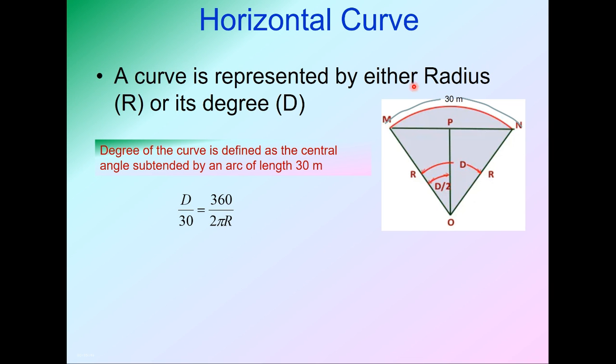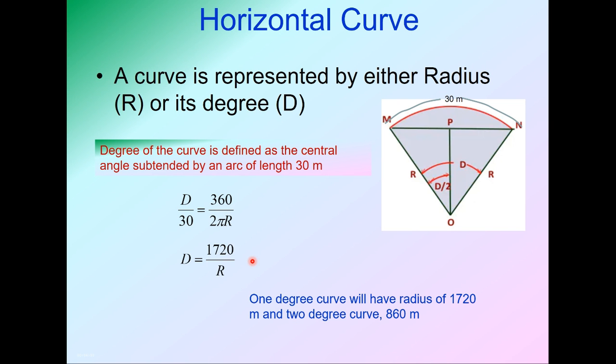That means for a complete circle, this degree will be 360 degree and the circular circumference will be 2 pi r. So if you put the value of pi here, you get d is equal to 1720 upon r. That means 1 degree curve will have a radius of 1720 meter, 2 degree curve will have a radius of 860 meter, and so on.